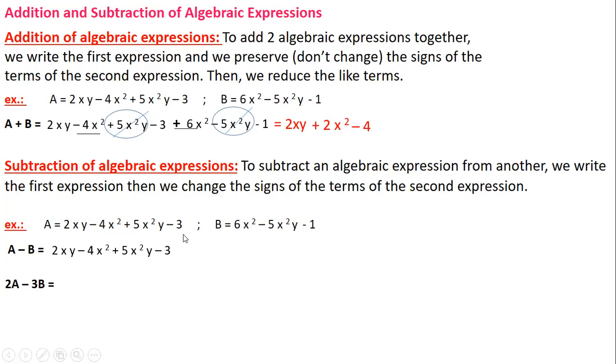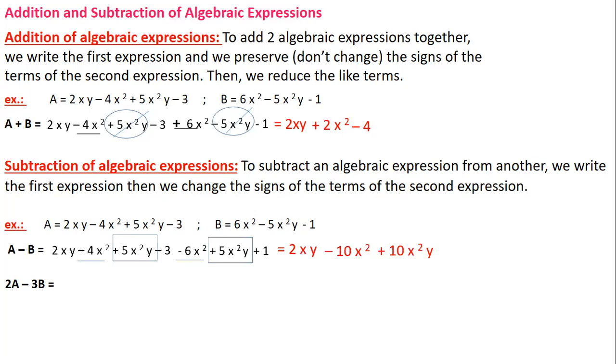It was plus, it becomes minus. It was minus, it becomes plus. It is minus, it becomes plus. So we change the signs of the second algebraic expression. Of course, we reduce using like terms or similar monomials.